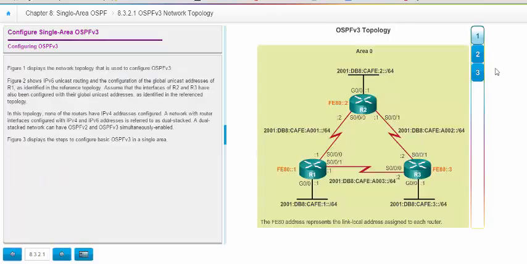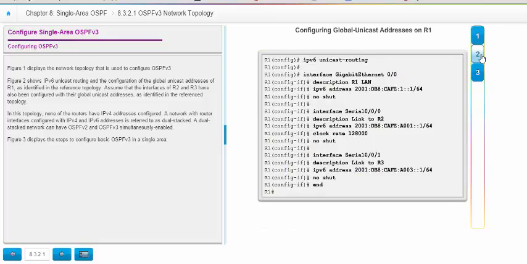Now, you're going to configure OSPF version 3 a little bit differently than you do version 2, just because there's a little bit of difference in the commands. So you notice that our topology still looks the same. Here we have our IPv6 unicast routing. Remember, we had to have that enabled. We go to our interface. You've got your description. You've got your IPv6 address. You've done the no shutdown. You've done that also with your serial interfaces, both of those, and you've given them all the information they need.